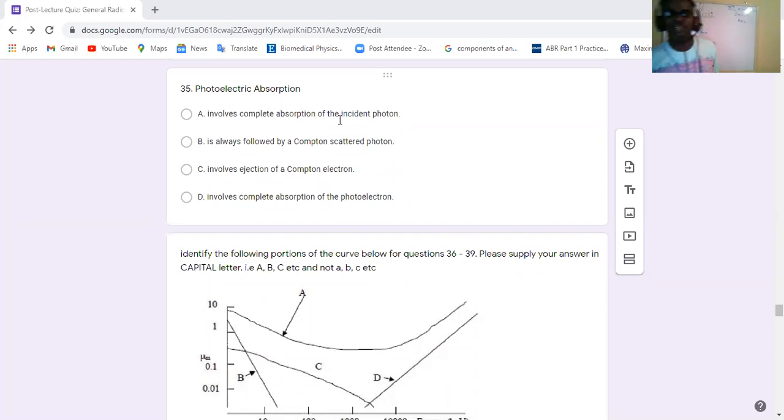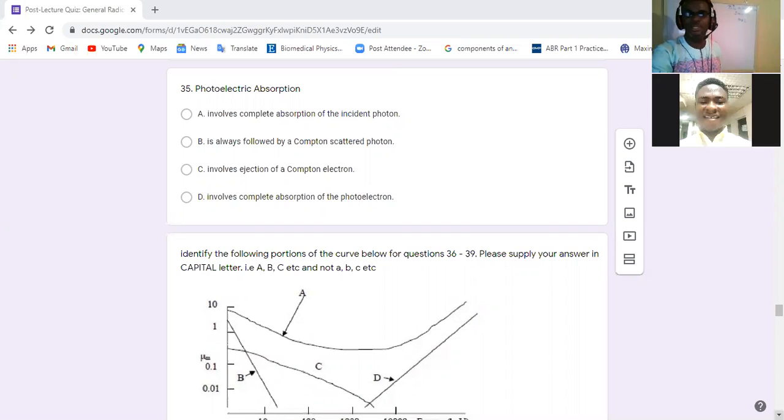The ejected electron is what is called a photoelectron. So it doesn't involve a complete absorption of the photoelectron. It is not an electron that is coming, it is a photon that is coming into the atom that is absorbed completely by the innermost electron. So when that happens, the electron is now ejected, which now constitutes the photoelectron. I hope you got that.